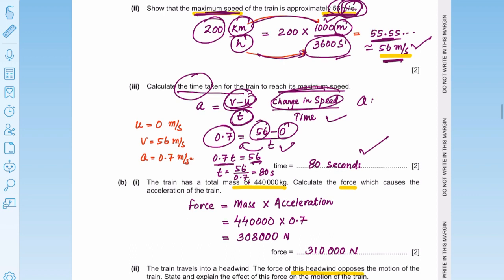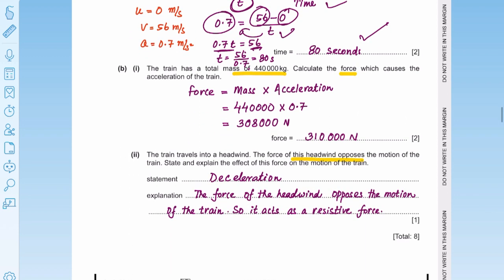Okay, next question. The train has a total mass of 440,000 kg. Calculate the force which causes the acceleration of the train. So that is one formula: force equals mass times acceleration, 440,000 times 0.7, and this answer should be 308,000. And yes, please write down the unit of this force, which is Newton.